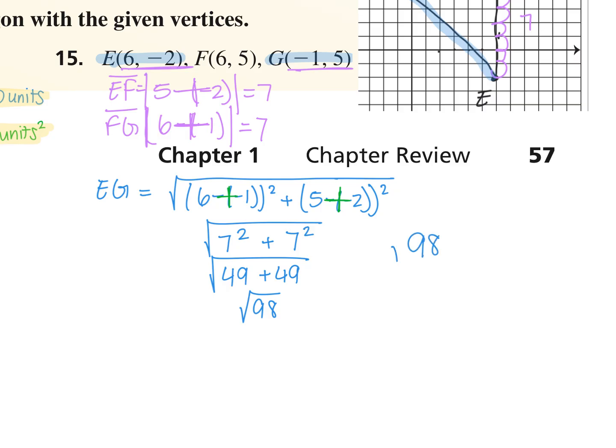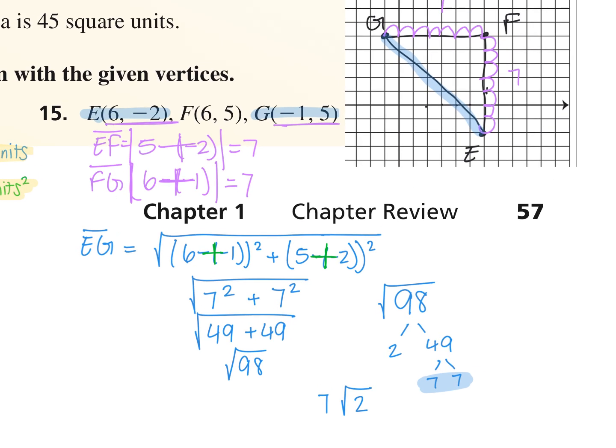What two numbers go into 98? Okay, 2 and 49. Did we do this one already? And 7 and 7. I thought we did this one. All right, so because I have a pair, I'm going to take it outside, and my 2 is going to stay on the inside. So this is for EG: 7 square root of 2. I know it's a little hard to see.